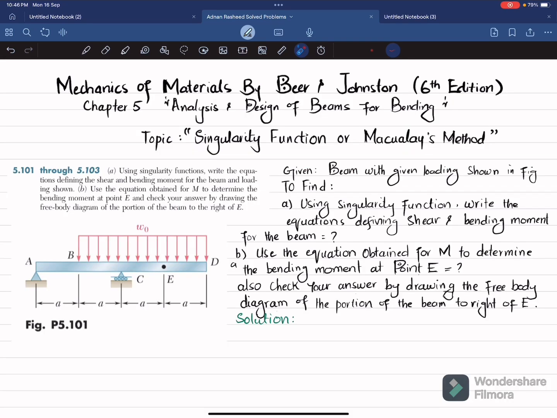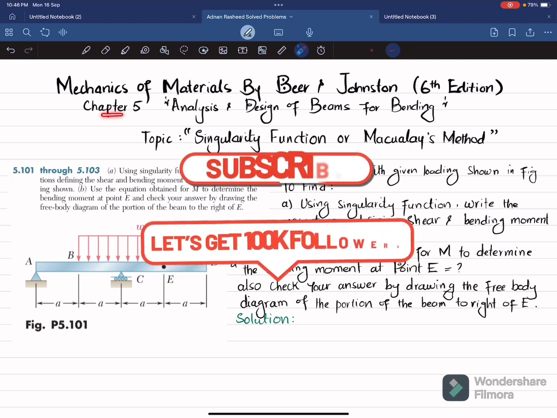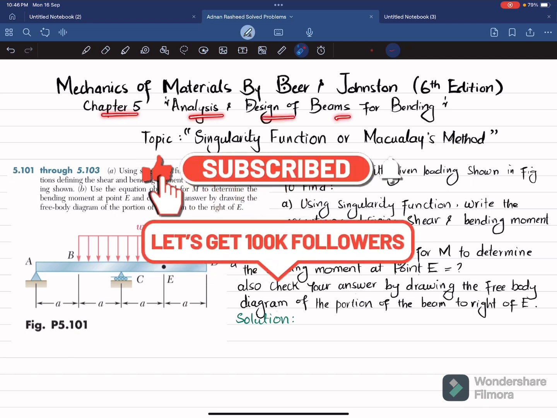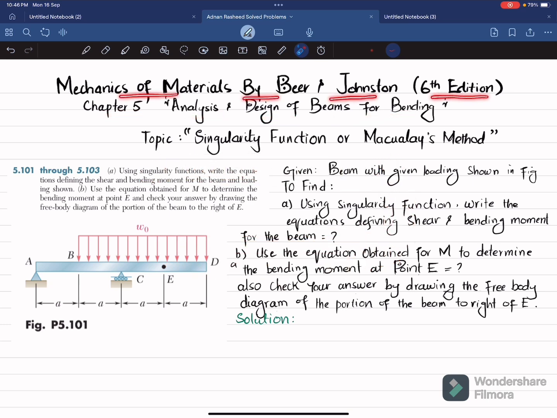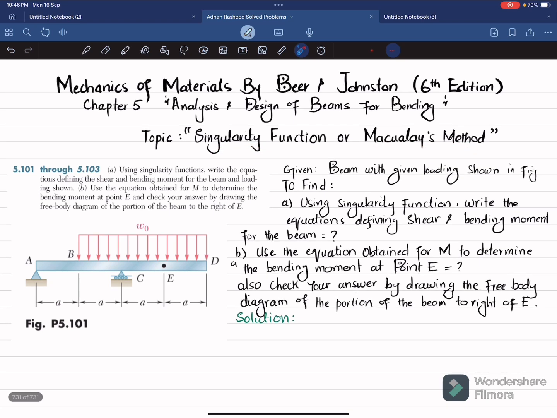Welcome back. Problem 5.101. This problem is taken from chapter number 5, Analysis and Design of Beams for Bending, and the book name is Mechanics of Materials by Beer and Johnston, 6th edition. And the topic is singularity function or Macaulay's method. So the statement of the problem is: using singularity functions, write the equations defining the shear and bending moment for the beam and loading shown. And in part B, use the equation obtained for bending moment M to determine the bending moment at point E, and check your answer by drawing the free body diagram of the portion of the beam to the right of E.